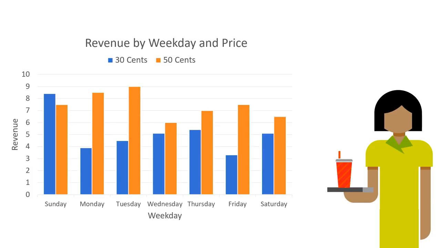In this case, there are now 2 bars for each weekday, one for the days on which Rosie charged 30 cents for lemonade, and one for the days on which she charged 50 cents.